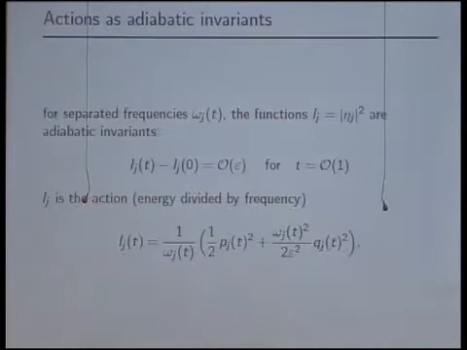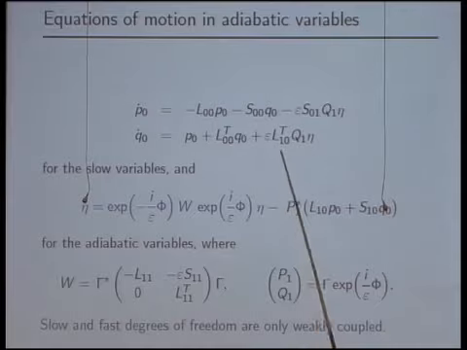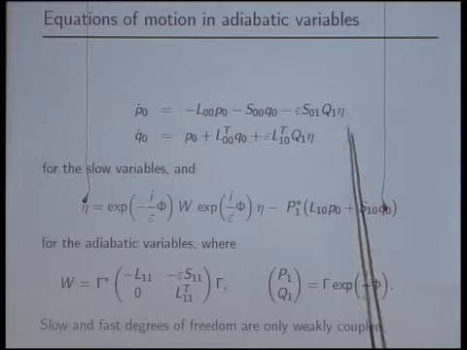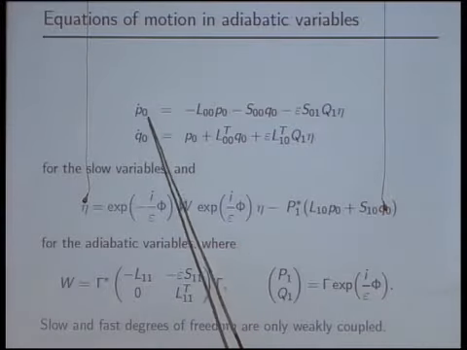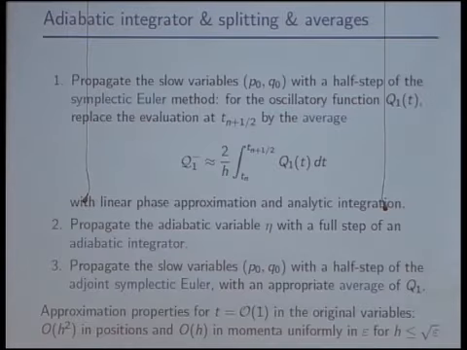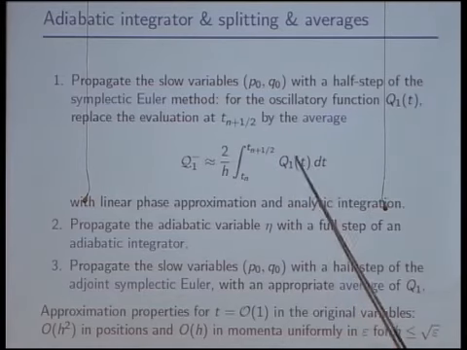As you recall, we had the system given here, which behaves nicely in epsilon. So I'm aiming now at the method which, for the case of epsilon tending to 0, turns to the Störmer-Verlet method for the variables P0 and Q0. And this I obtain by first taking a symplectic Euler step. And now for the oscillatory parts, which fortunately still are multiplied with an epsilon, I don't take point evaluations, but take averages with a linear phase approximation and then an analytic integration of these integrals.